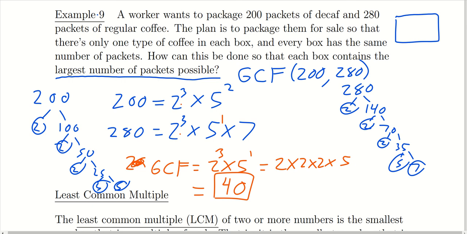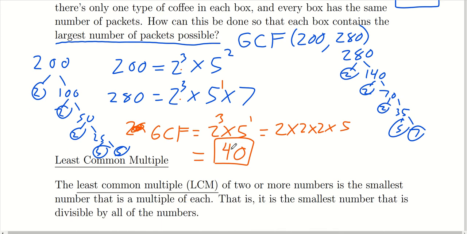Again, this is a real-world problem, so we should be giving a real-world solution to this. The question says how many of each type can we put into the box? Well, we can put 40 packets of any one given type in a box. So the size of each box will be 40.